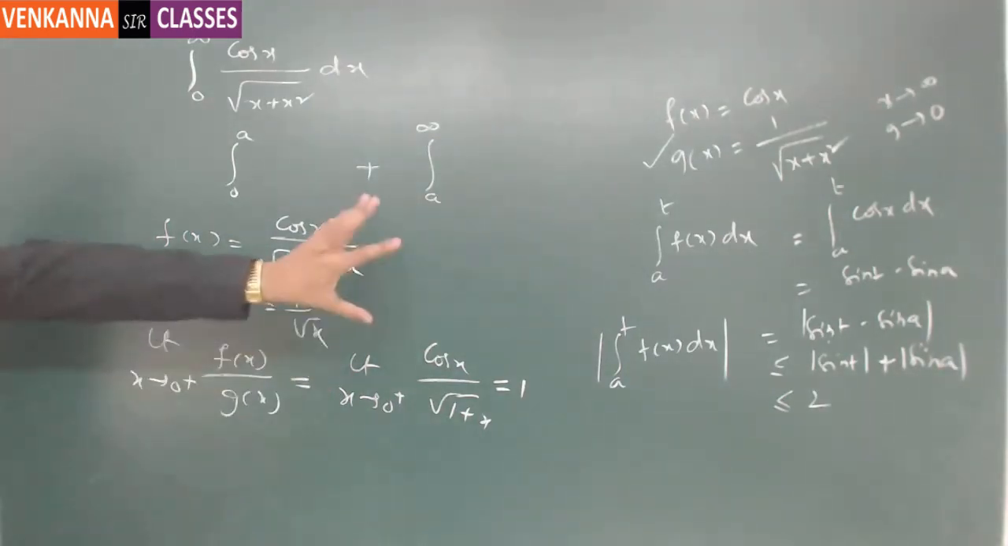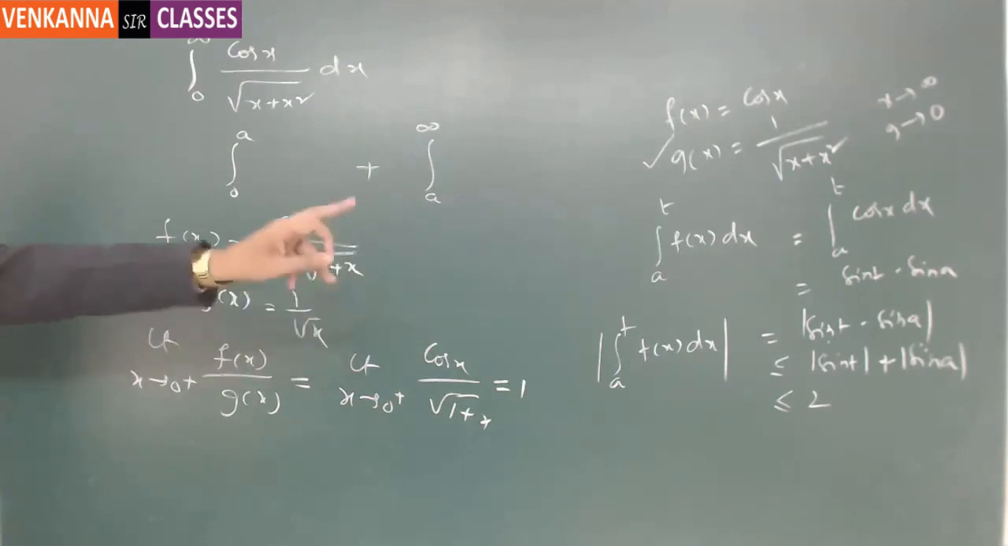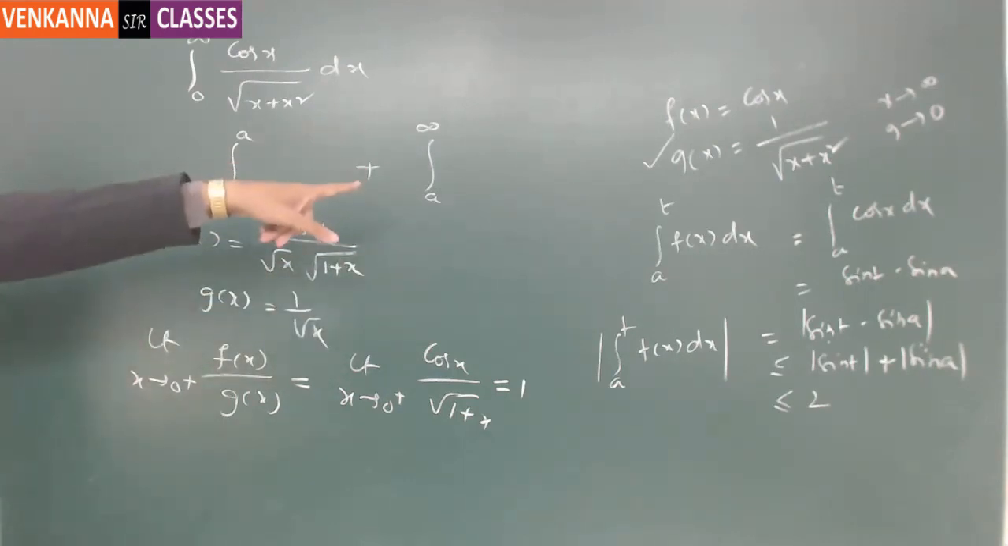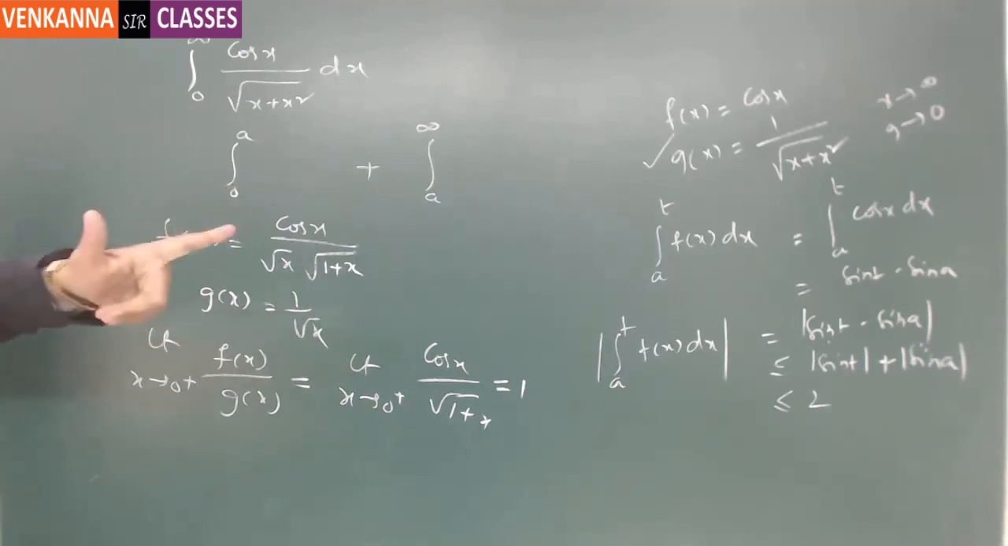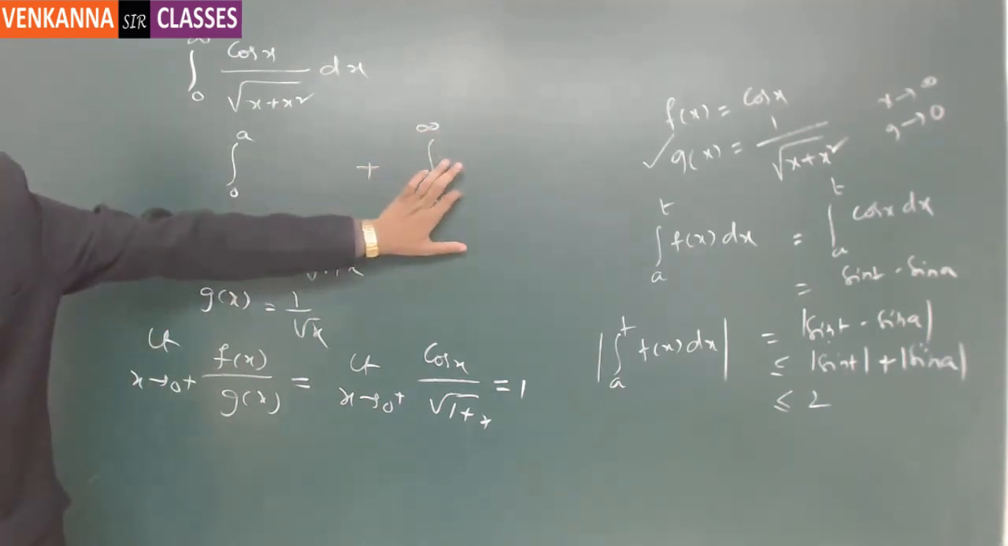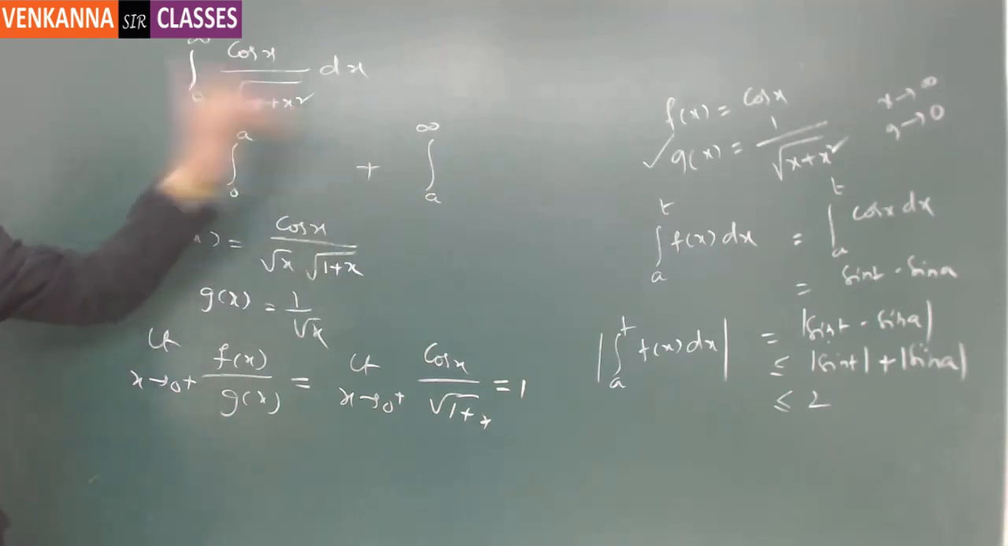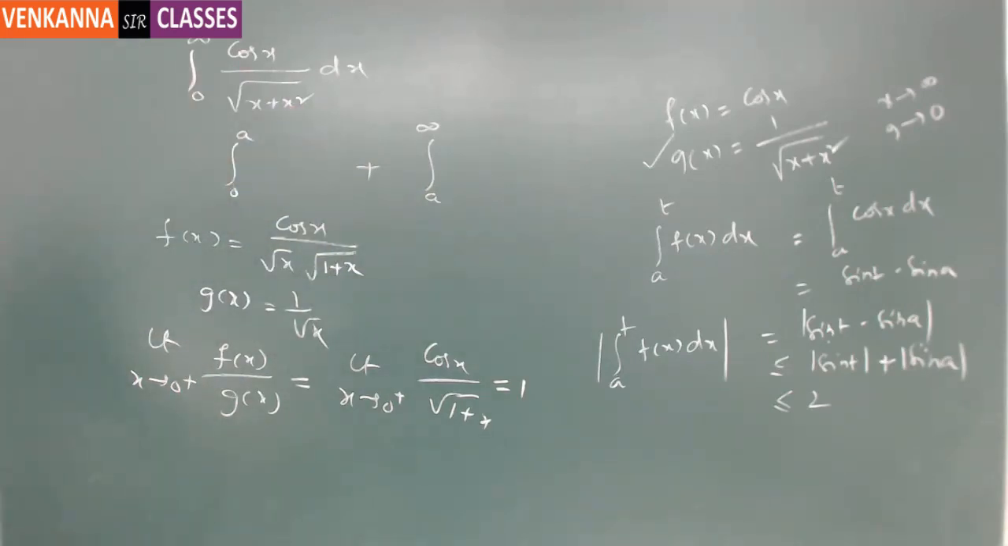So the integral a to t of f of x is bounded, g is monotone and tending to 0. So both the functions satisfy the Dirichlet test, hence it is convergent. Since both are convergent, the given integral is convergent. That was the conclusion. Right?